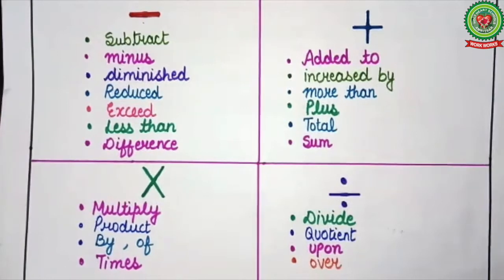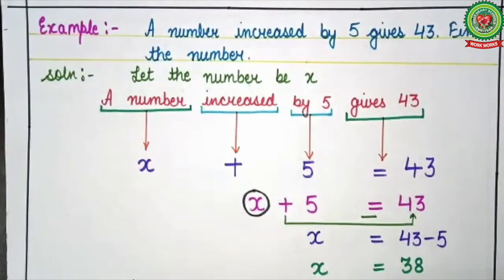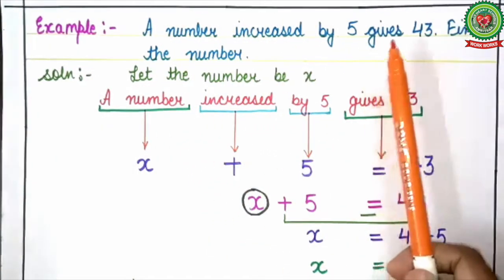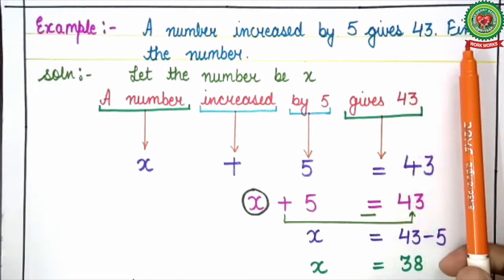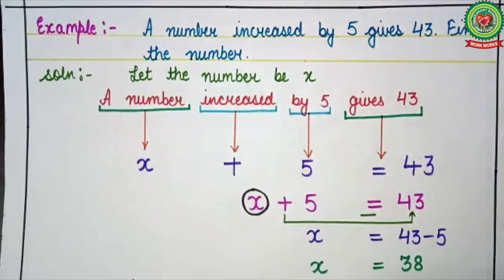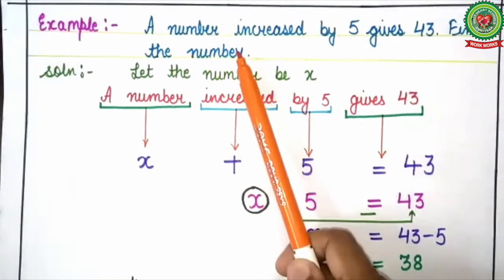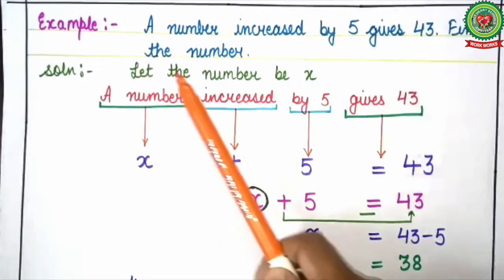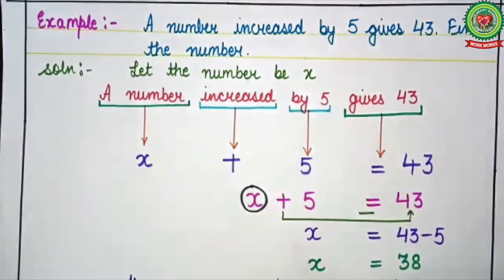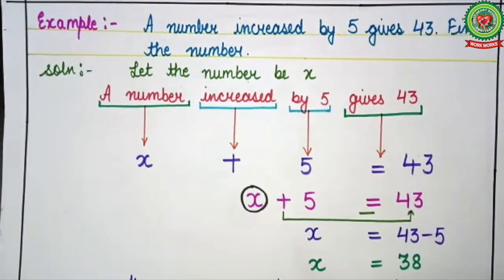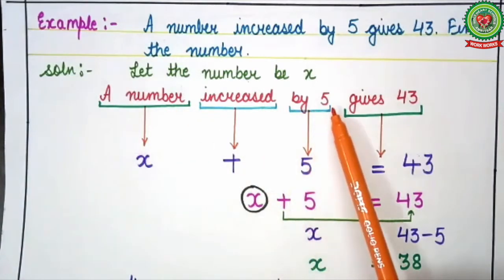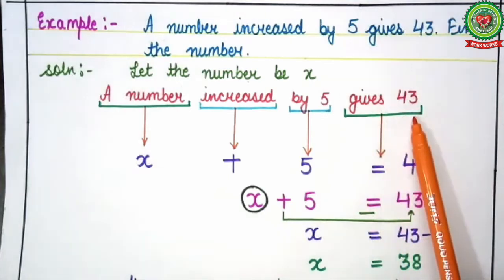Now students, let's start with examples. Here, the first example is: a number increased by 5 gives 43. Find the number. So here we have to find the number. So the first step is, let the number be x. Step 2. As I have told you, reading of the statement is very important. So here I will write: a number increased by 5 gives 43.